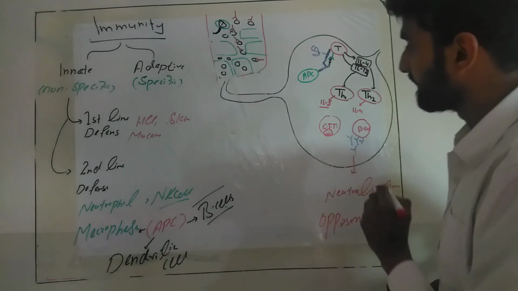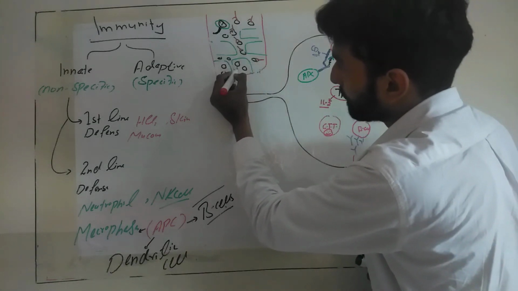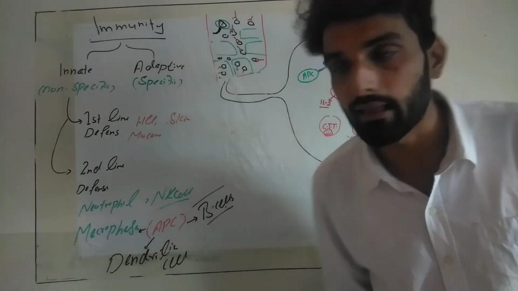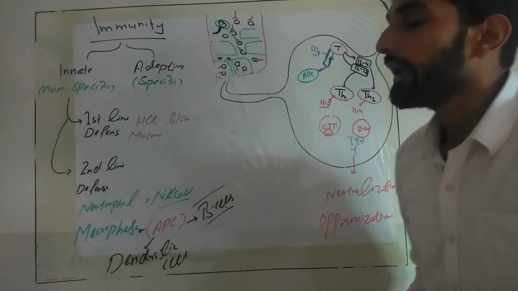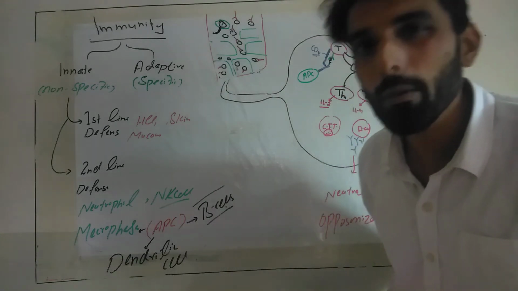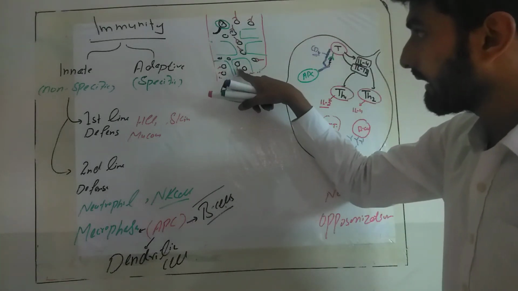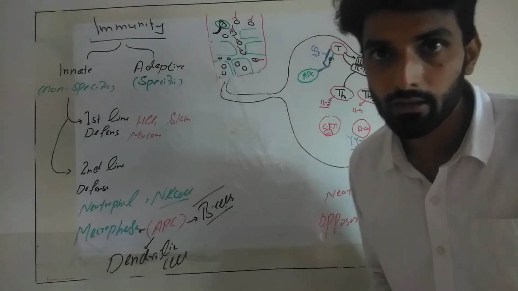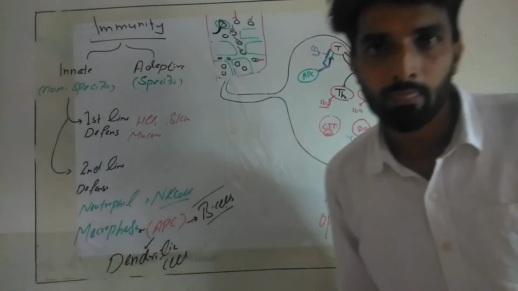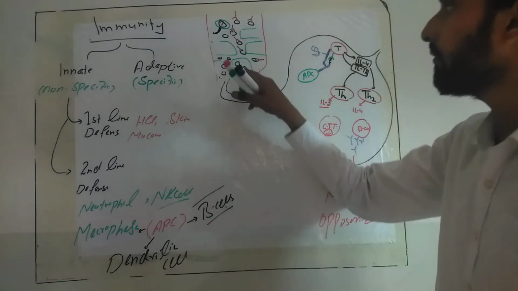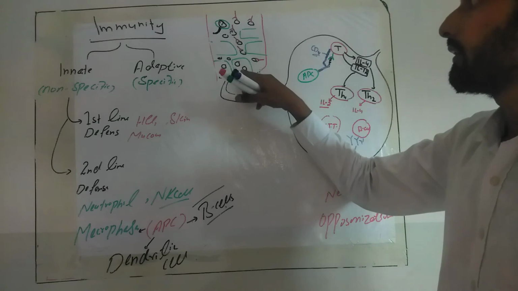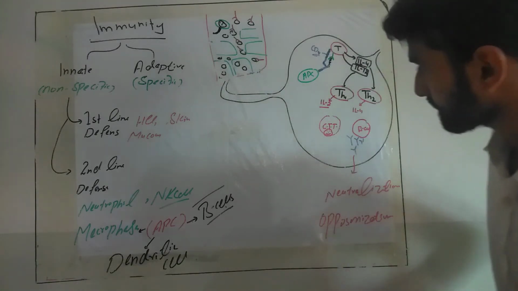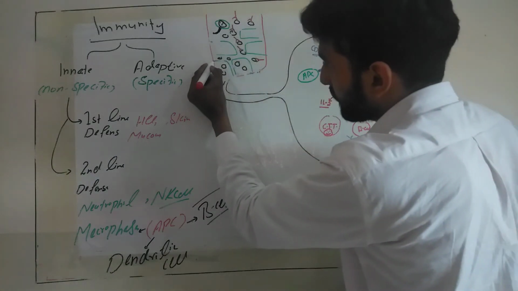Okay, now cytotoxic T cell. Some of the pathogens, as I have explained, have entered into the cells. When they have entered into the cell, antibodies will not be able to act on these pathogens, these bacteria, because antibodies cannot get into the cell. Now what will happen? How will these bacteria be removed? Now, cytotoxic T cell.